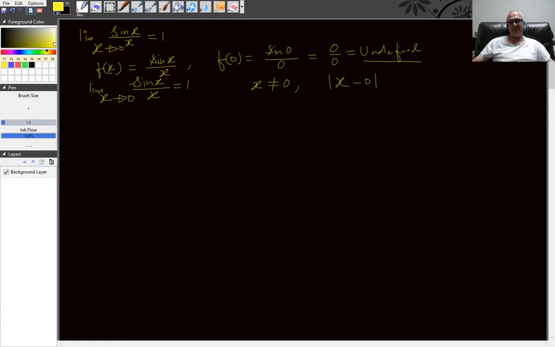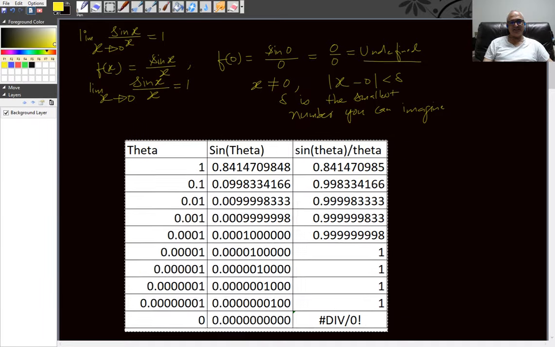The difference between x and 0 is smaller than delta, while delta is the smallest number you can imagine. So that's the classic definition of a limit. x never becomes 0. So for this sin x divided by x, let me show you from the actual values of sin x and x.